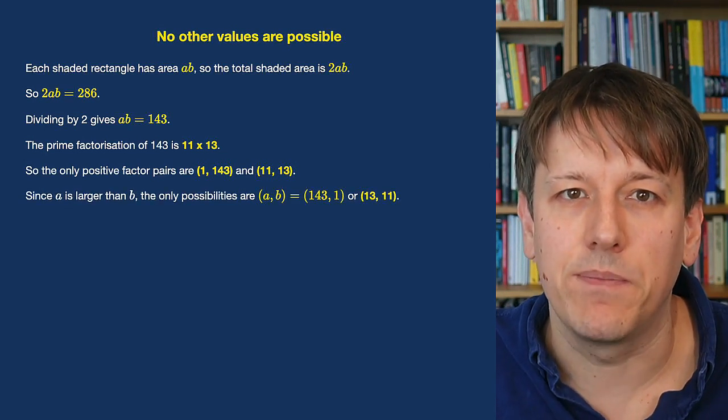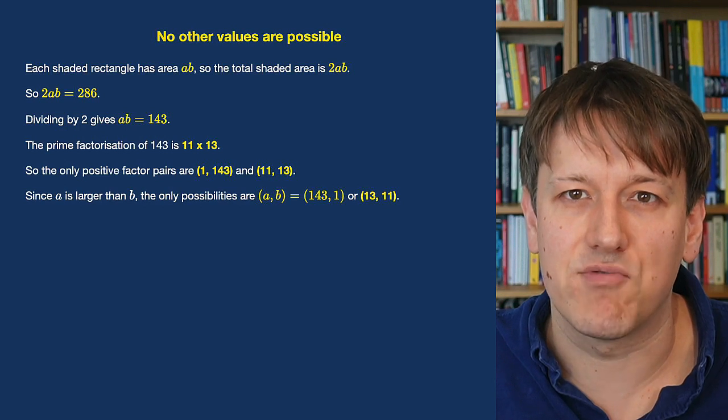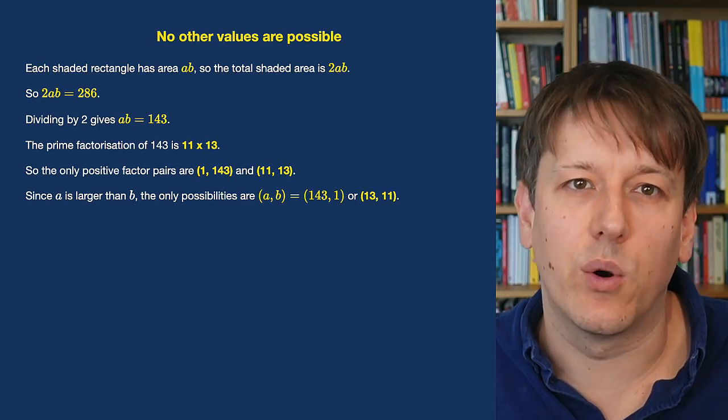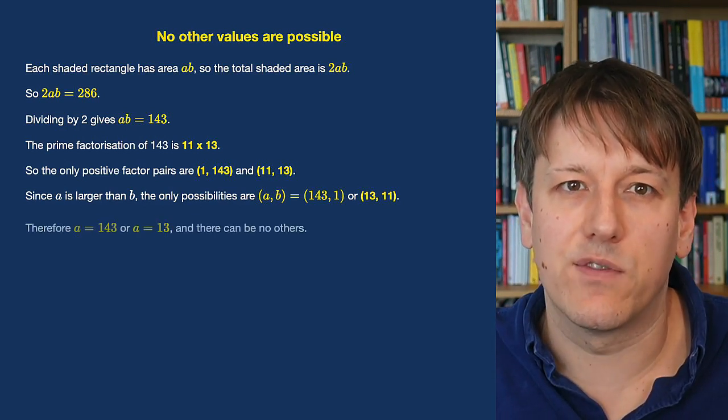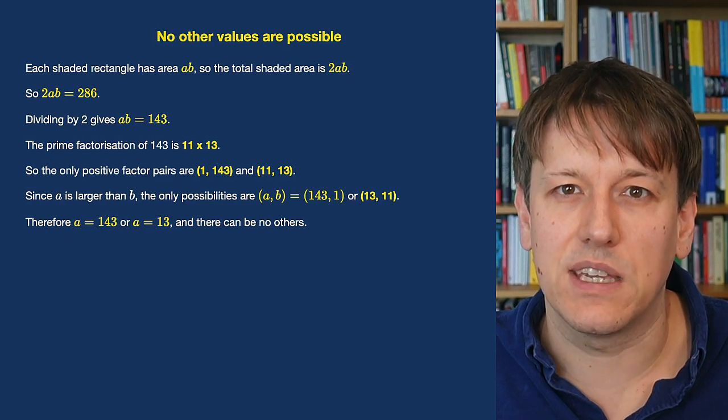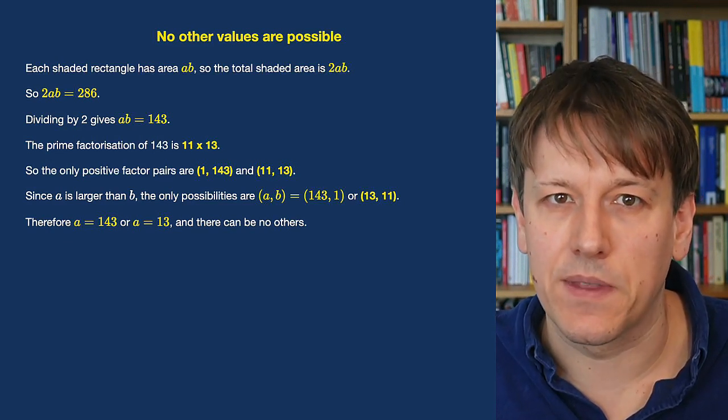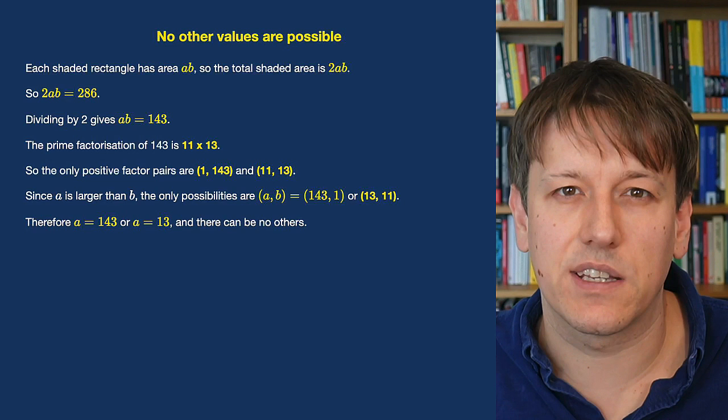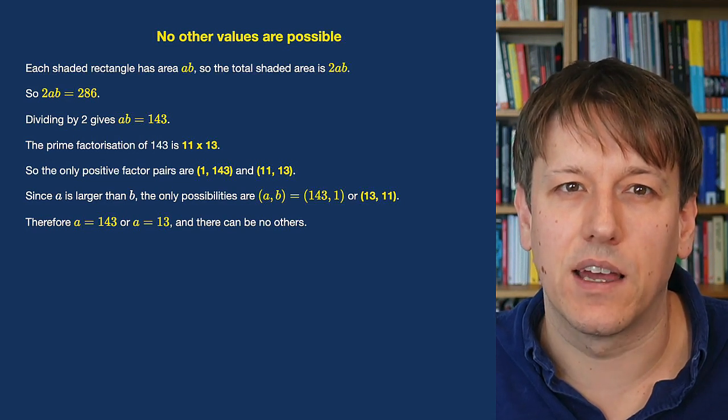Since A is larger than B, the only possibilities are A is 143 with B equals 1, or A equals 13 with B equals 11. Therefore, A equals 143 or A equals 13, and there can be no other possibilities. And that gives a nice clear written answer. It doesn't have to be a long answer, it just needs to be complete.